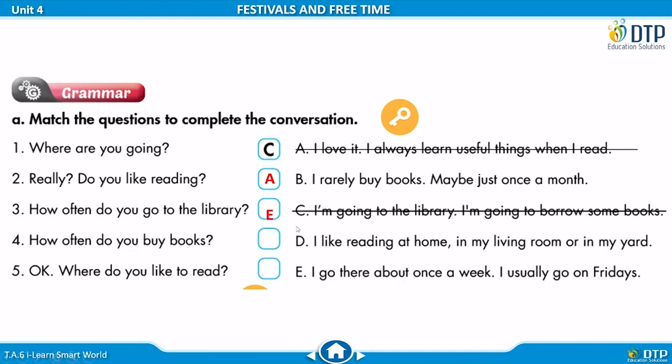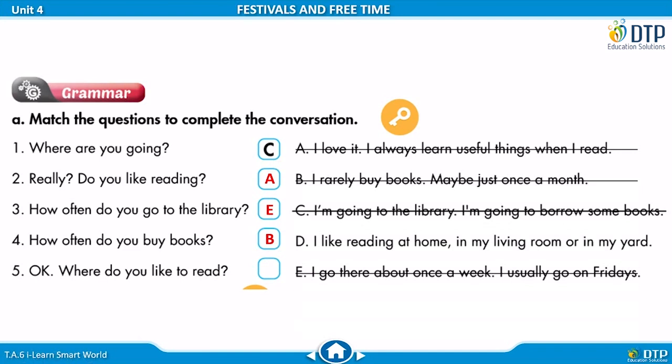Yeah, so that's good. E is the correct answer. Tell me, how about number 4? How often do you buy books? Yeah, right, buy books. And B, I rarely buy books. Good job.